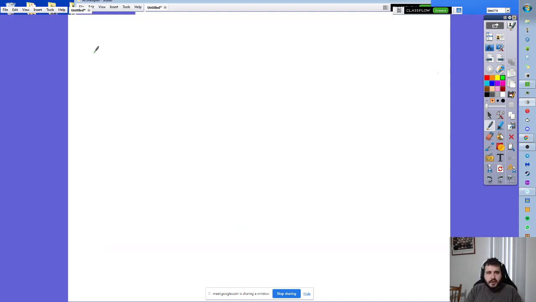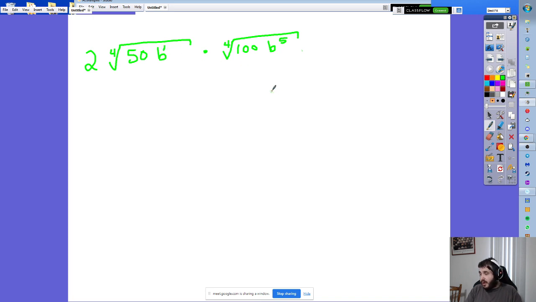Alright, so the next one is 2 times the fourth root of 50b times the fourth root of 100b to the 5th. Now, a couple things. Remember, if it's just b by itself, that's b to the 1. So we got 1 over there.